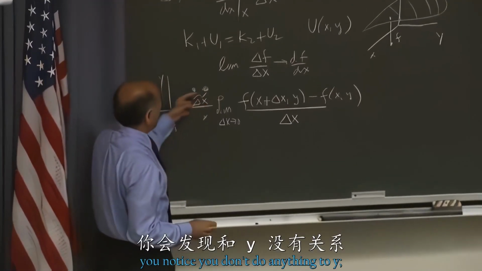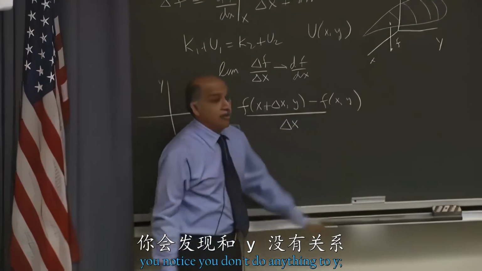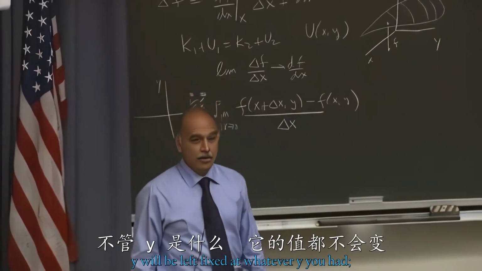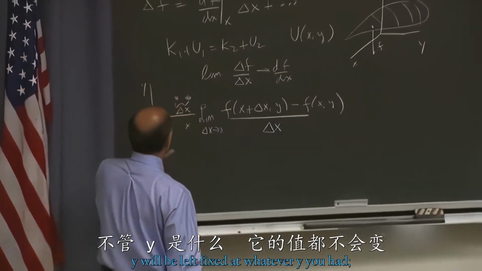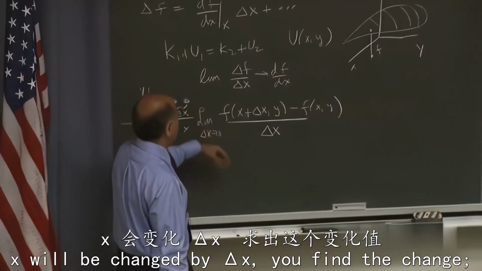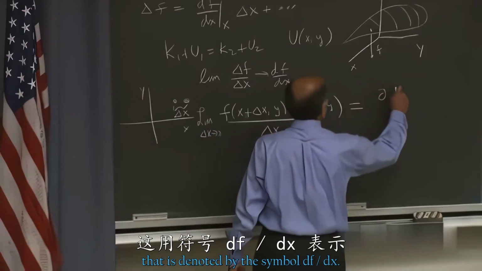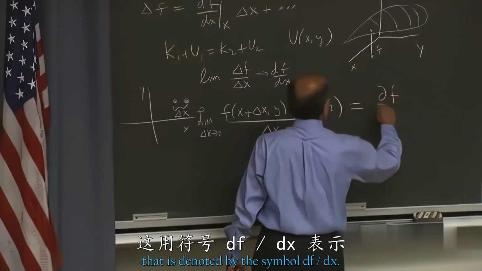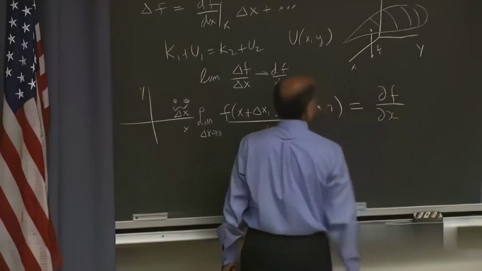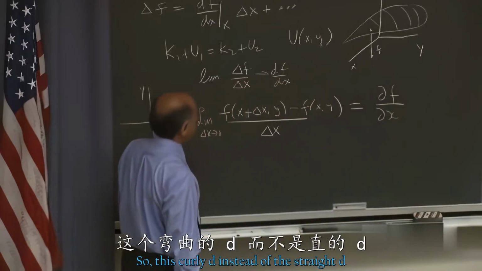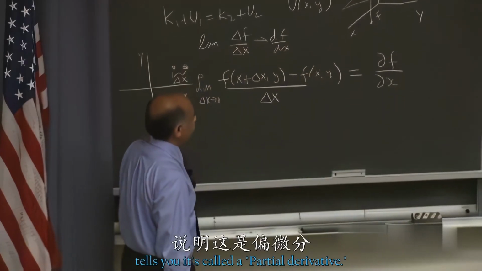As you move horizontally, you notice you don't do anything to y. y will be left fixed at whatever y you had. x will be changed by delta x. You find the change, you take the derivative and take the limit. That is denoted by the symbol df dx. This curly d instead of the straight d is to tell you it's called a partial derivative.